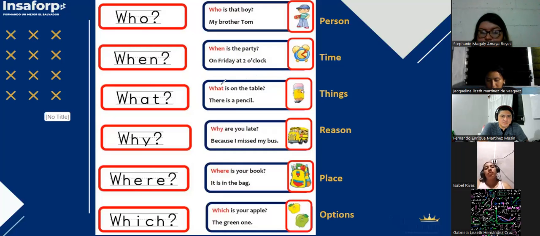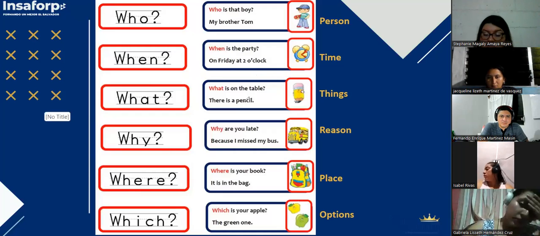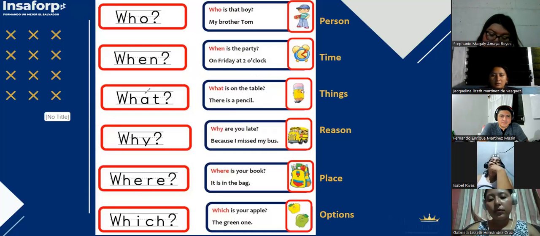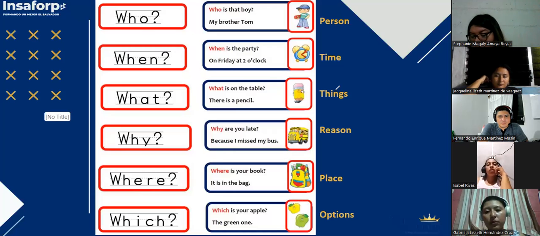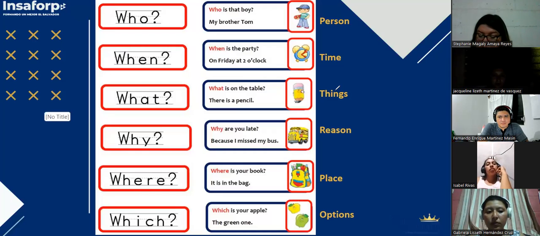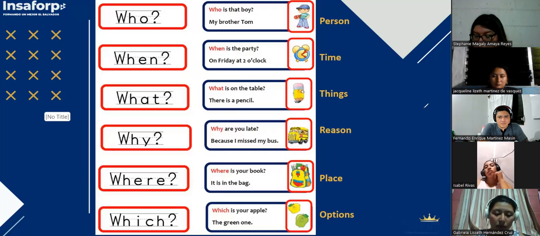Things. For example, what is on the table? There is a pencil. The pencil is the information we are requesting, okay? What is on the table? There is a pencil. So we are talking about a thing. It could be for requesting information about a situation or animals or feelings or places too, but in a different way, like names, information like ages too, and some other information, okay? But we almost use what for everything, for things.